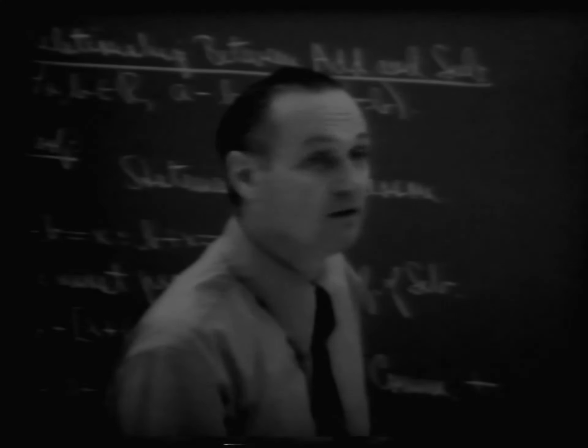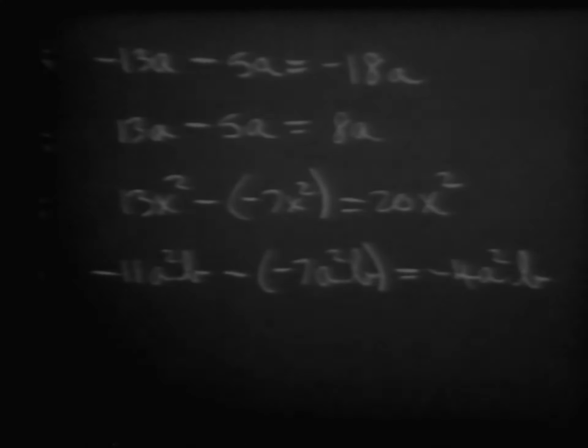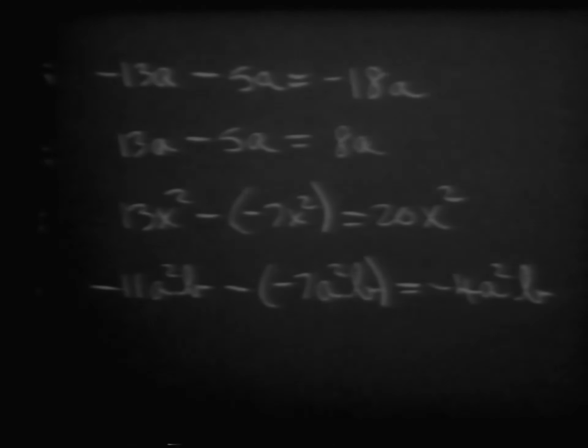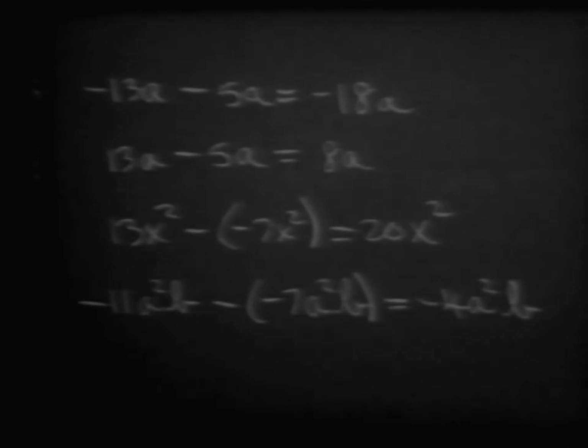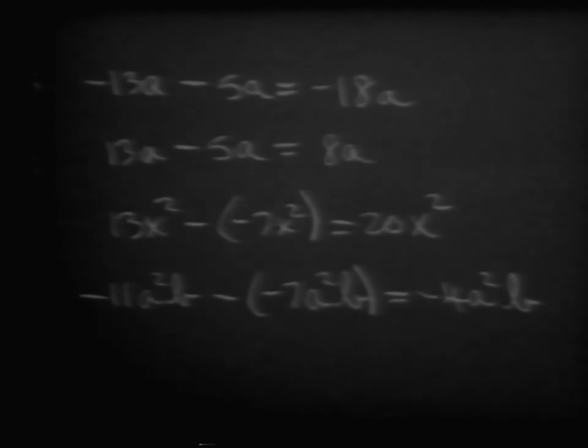Yes, sir, Dave? On those variables there, why would you add them? Because then you have to do your property. You have to multiply 13a before you can add them. I'm not sure I understand what you mean. Oh, I think you're thinking about the distributive property.